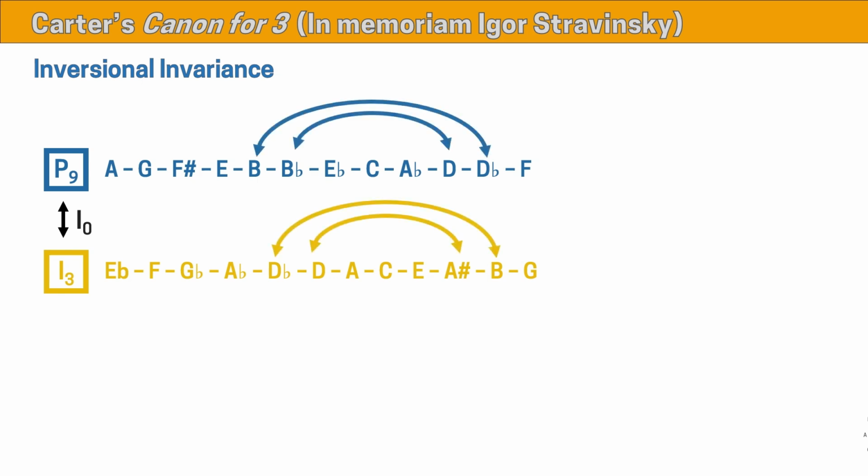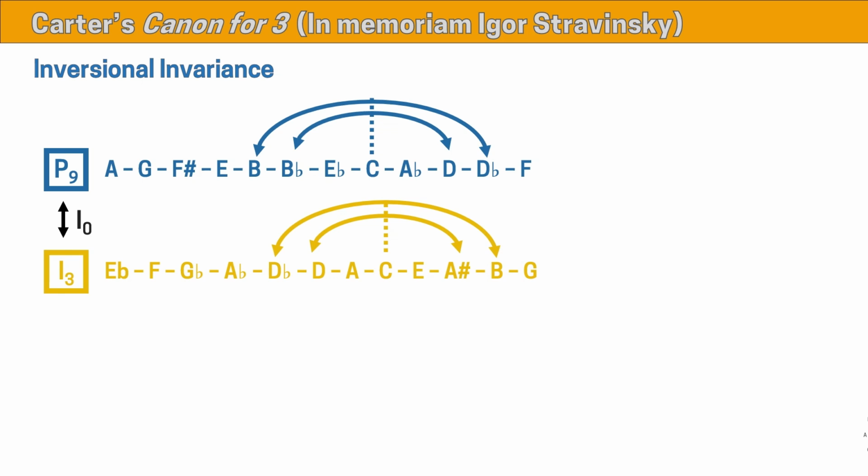The dyads B and B flat and D and D flat appear in both rows, although they exchange their order positions. Moreover, both pairs are placed symmetrically around the pitch C, which appears in the same order position in both rows, since the I0 inversion operation maps C onto itself.